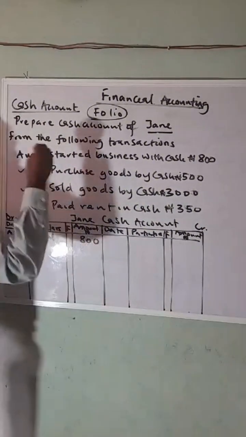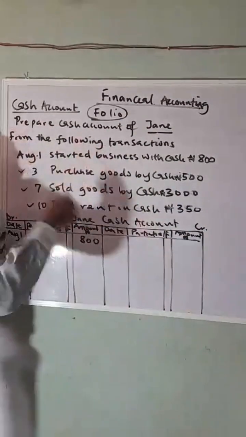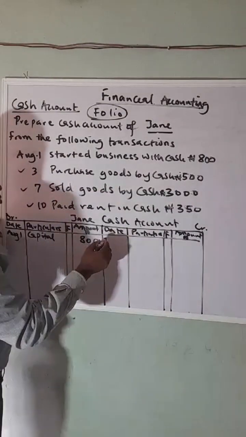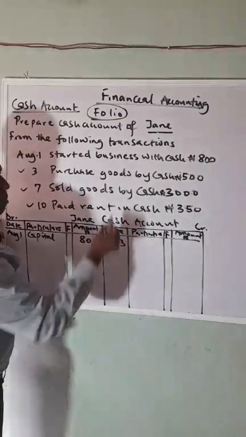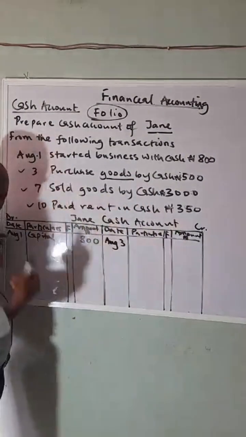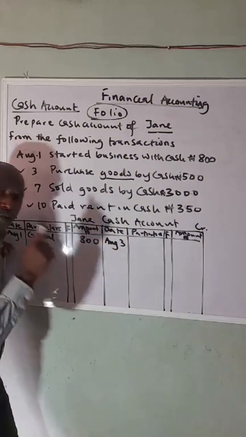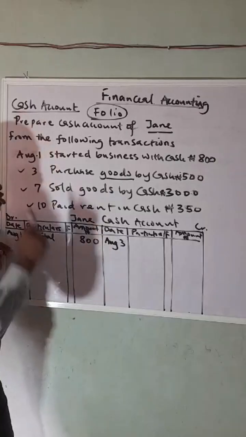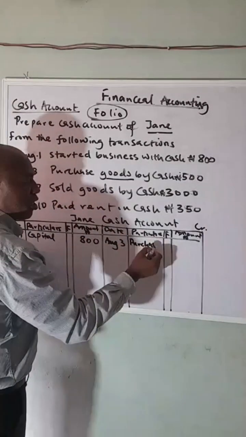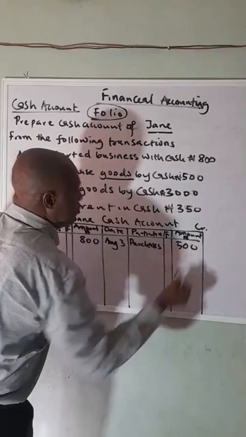August 3, purchase goods by cash. That means that this business has to go and buy something. And by buying something, they are giving out money. And when money is going out, we'll credit. And that will be August 3. Remember, the person said purchase goods. If the person has mentioned purchase goods, we'll write purchases. But if the person has mentioned purchase motor van, we'll write motor van. But this person has mentioned purchase goods, so we'll call this one purchases. And the amount involved here is 500 Naira.